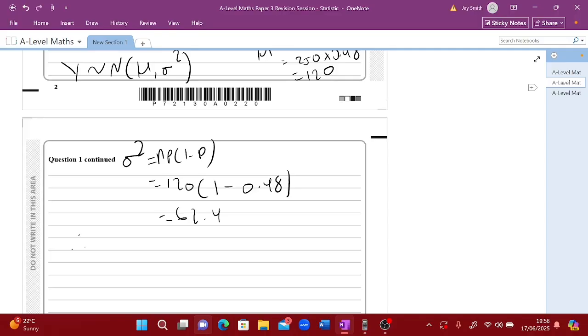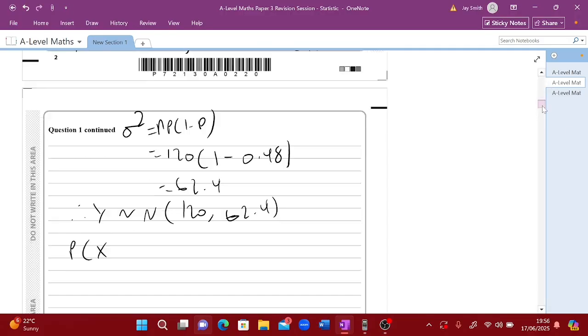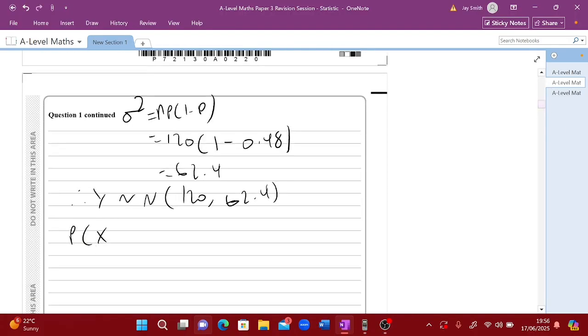So then, therefore, the normal approximation, the normal version of the binomial, Y, is now N of the mean 120, and the variance sigma squared is 62.4. Okay, so therefore, the probability of the original X in the binomial world being greater than 110, so that's the probability of hitting more than 110 shots, well, in the normal world with Y, so P of Y, probably again we'd think it'd be greater than 110.